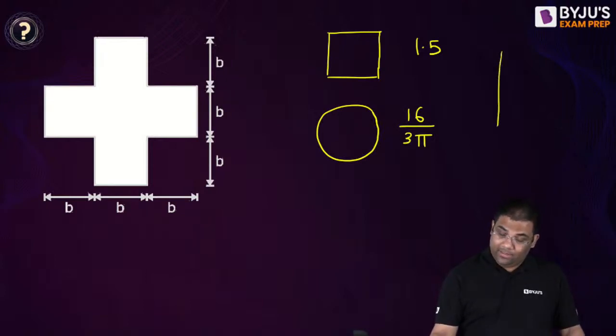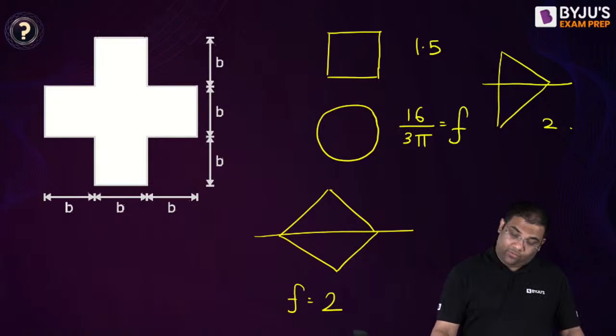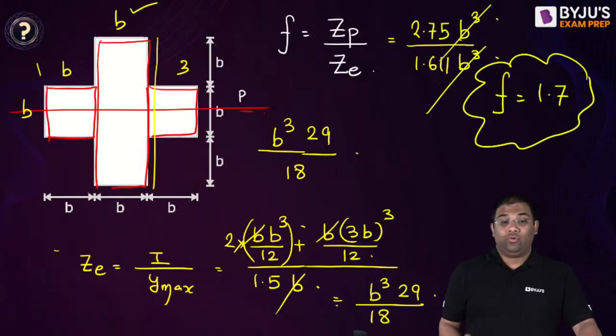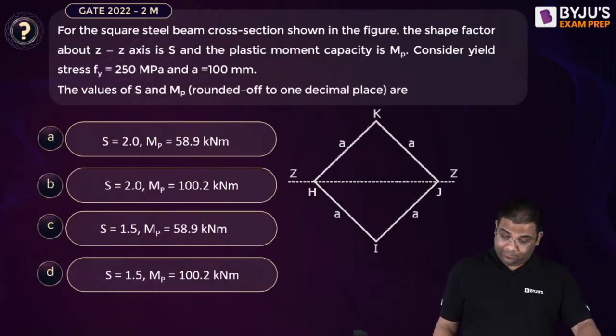So for a diamond, like this, it is 2, right? For a square along its diagonal, it is 2, yes? So if they are asking you such things, then it becomes very straightforward. But for T sections and sections like this, you should know how to find out. Otherwise, you will not be able to solve, okay?